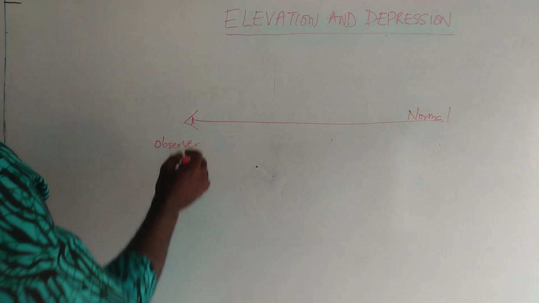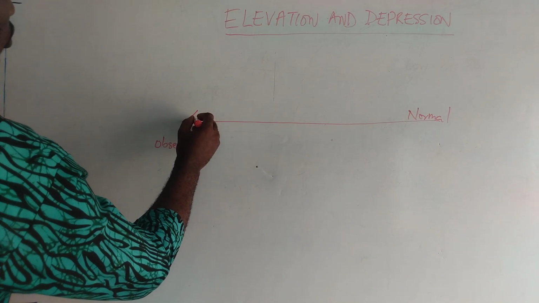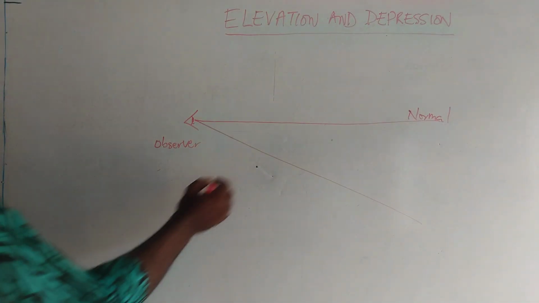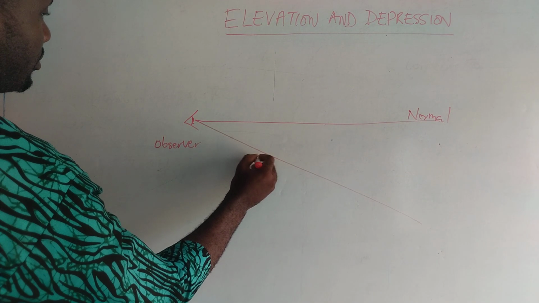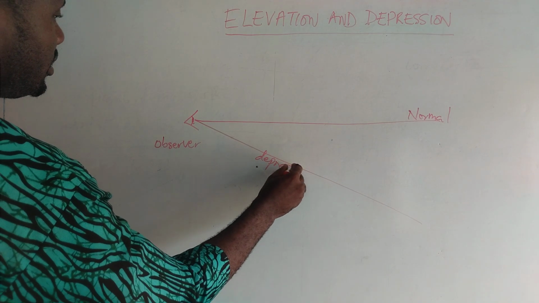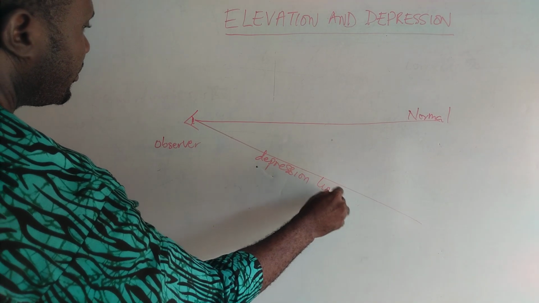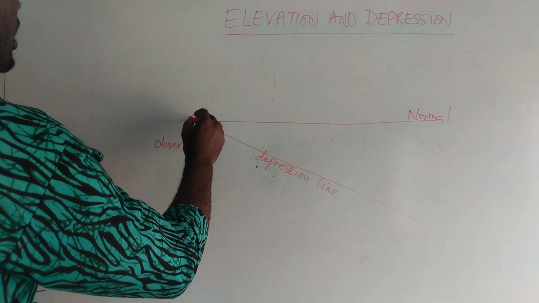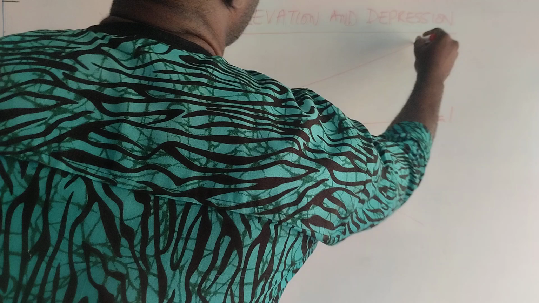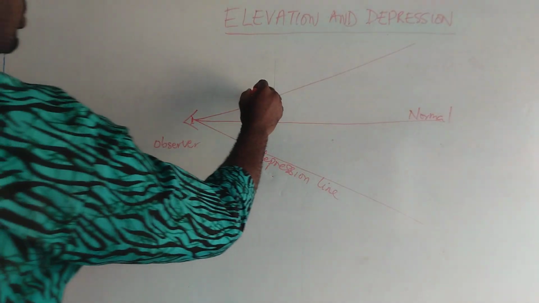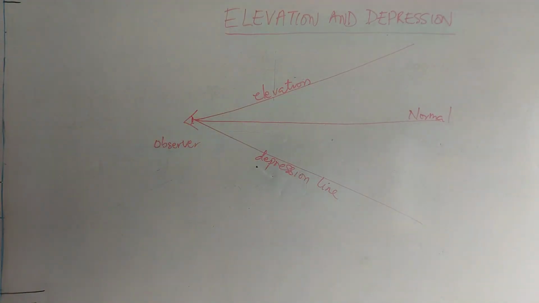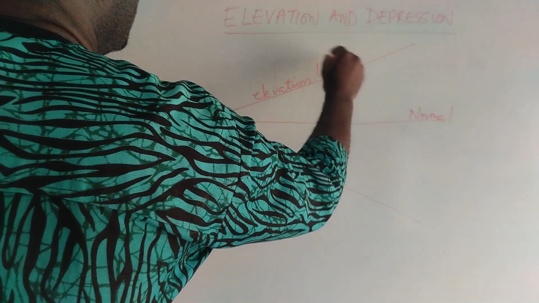Then if anything happens and the observer looks below the normal, it is called depression. So this is the depression line. If the observer looks above normal, it is called elevation. So this is the elevation line.